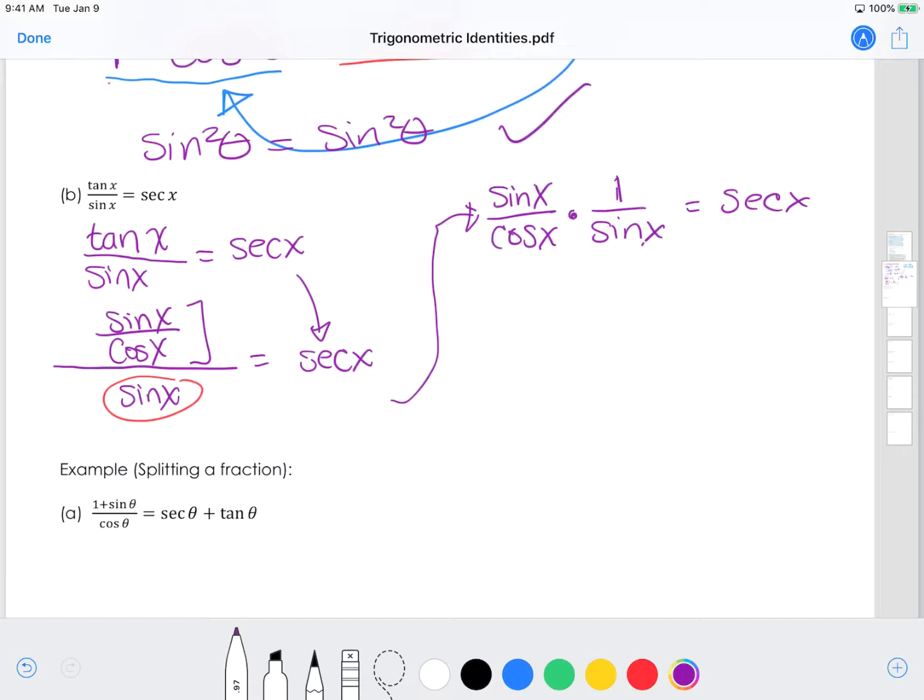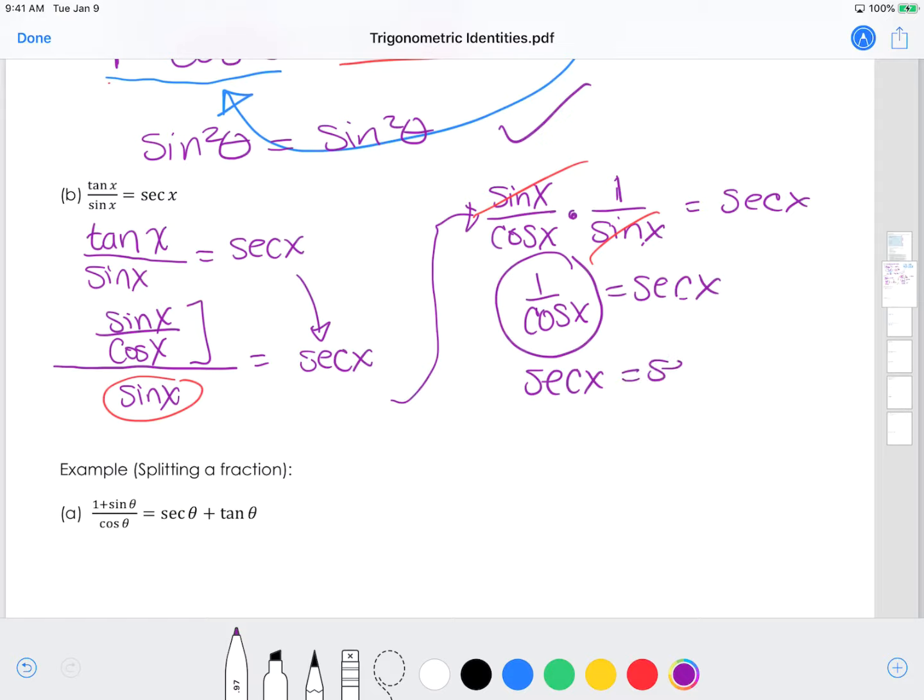So all I did up to this point is rewrite my expression on the left-hand side in terms of sine and cosine, and now I'm setting it up to try to simplify it. So I can cross off my sine, and I'm left with 1 over cosine x is equal to secant x. And as you know, secant and cosine are reciprocals, so 1 over cosine x is secant x. So I just showed that this identity is true.